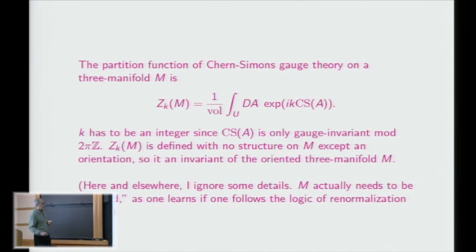So this integral is defined with no structure on M except an orientation. So it's an invariant of the three-manifold M. I'm suppressing some details. If you follow the logic of renormalization theory, you'll learn that M has to be framed, which is also true for the knots. That was a detail I suppressed a little bit when we discussed the definition of the Jones polynomial.